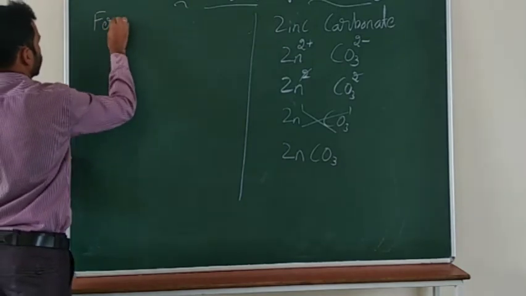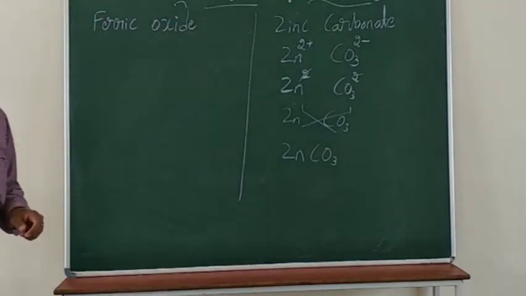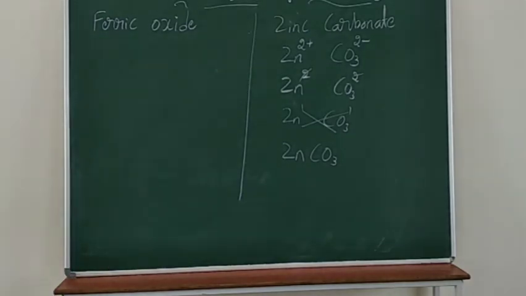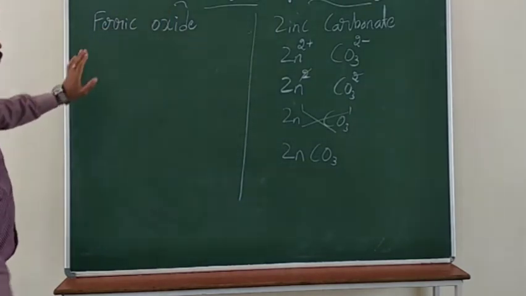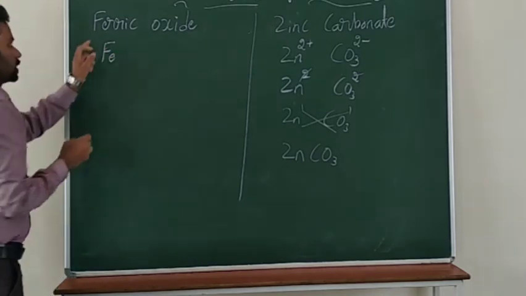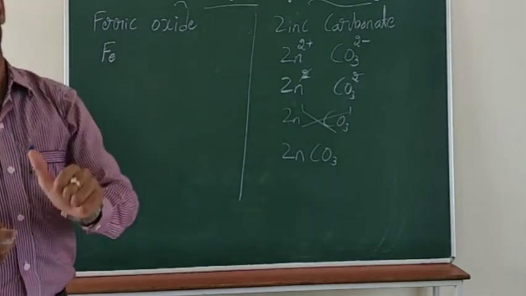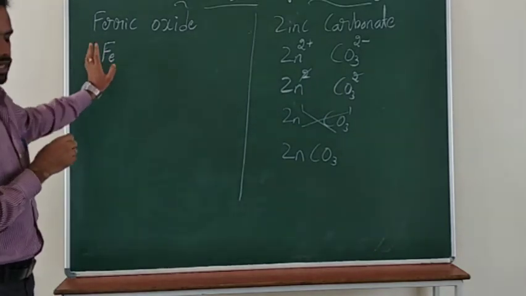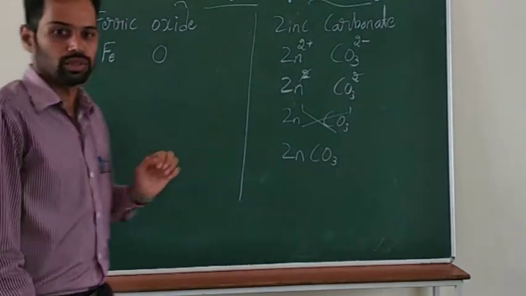Ferric oxide. How to write the chemical formula of ferric oxide? So first step we should write the symbol of these two elements. First one is the basic radical and second one is the acidic radical. So first write the symbol of ferric. So we know that this is iron. Iron has variable valencies, one is ferric as well as ferrous. But their symbol is Fe only. Iron symbol Fe and oxide, O. Oxide O.